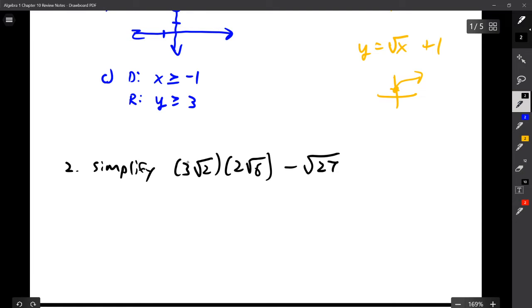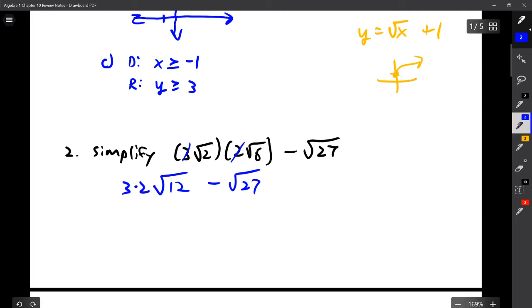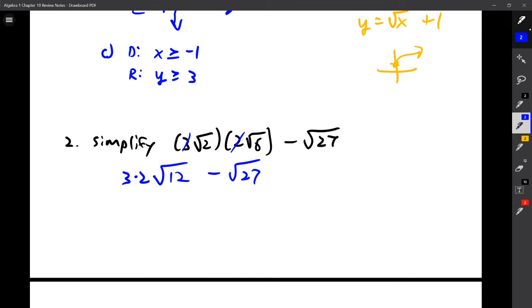Now, with multiplication, you can rearrange stuff in whatever order you want. So I'm going to do the 3 times the 2. And when I do the root 2 times root 6, that gives me a root 12. Okay, and I'll just see what happens with that. And then I still have this minus root 27 hanging out. So then 3 times 2, that's 6.